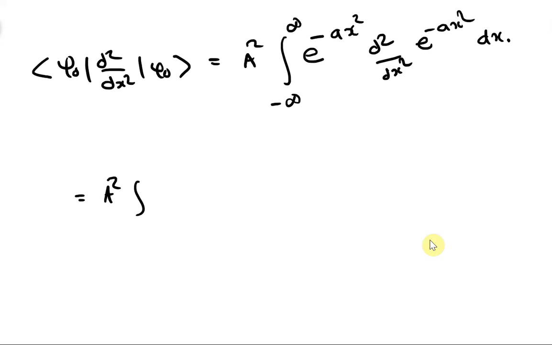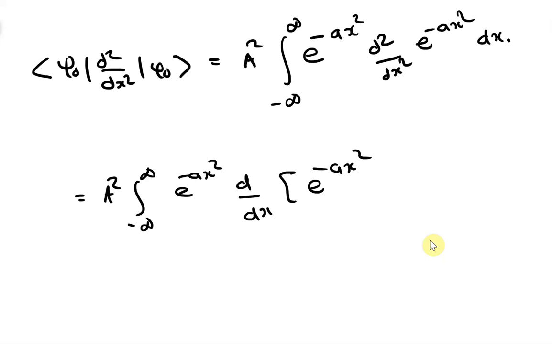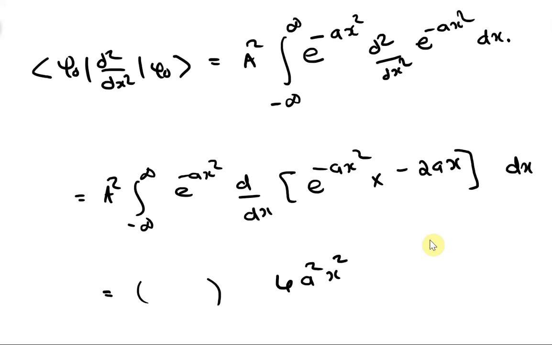So this will give you a square, minus infinity to infinity, e raised to minus a x square, and differentiating first, let me differentiate it first with d by dx. That will give me e raised to minus a x square again, and the differentiation of minus a x square is minus 2ax into dx. This much part is the same, and I'm just taking this part and differentiating it. So if I again differentiate this term, again a minus 2ax will come, so that will be plus 4a square x square.